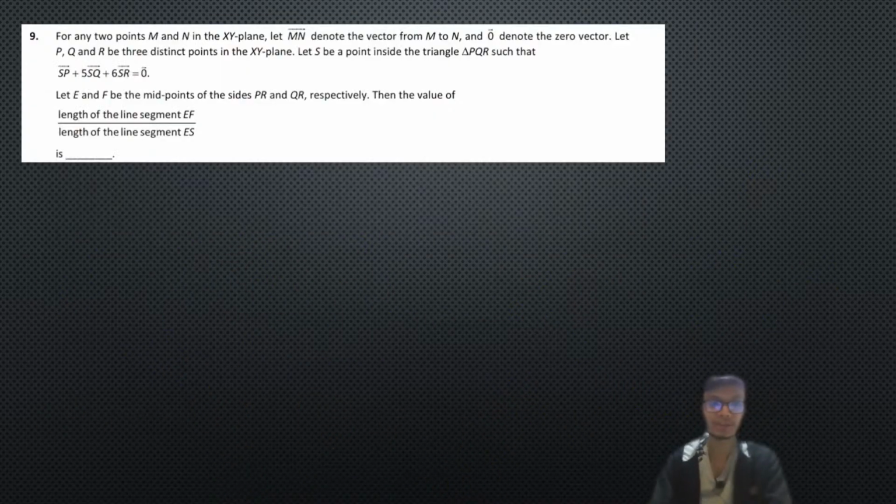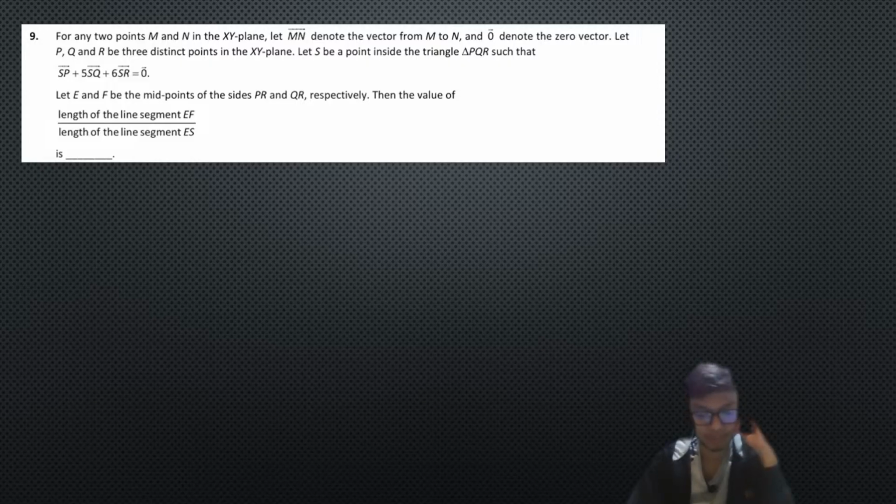Okay, so the next question, we have another very interesting question from the geometry part. If you look at the advanced paper this year, they actually gave you another kind of experiment with the geometry part as well. So it's a very simple problem. Let's try to read over the question, and it's a vector question.